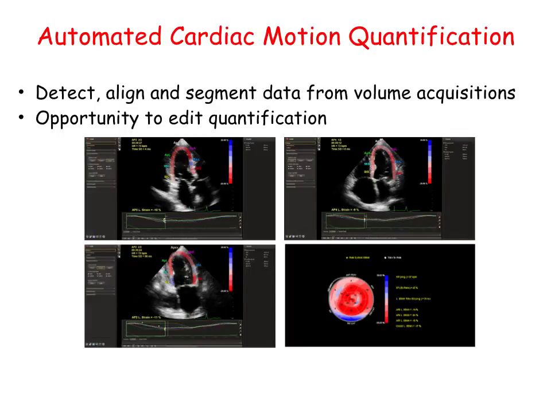The CMQ tool detects, aligns, and segments data from volume acquisitions, giving us the opportunity to edit quantification in each stage. The comprehensive summary page report includes a display of left ventricular longitudinal strain in a 17-segment bullseye format as well as the global longitudinal strain.